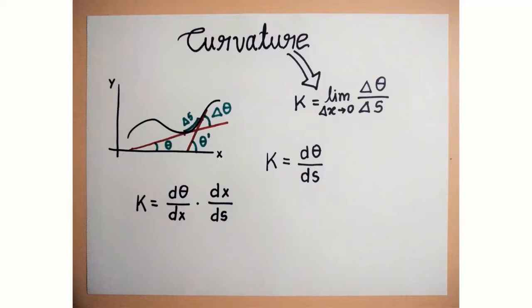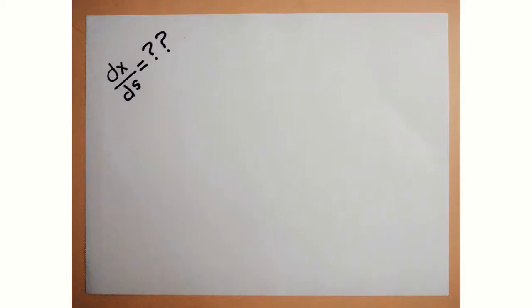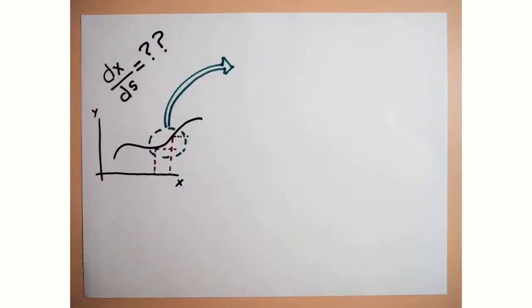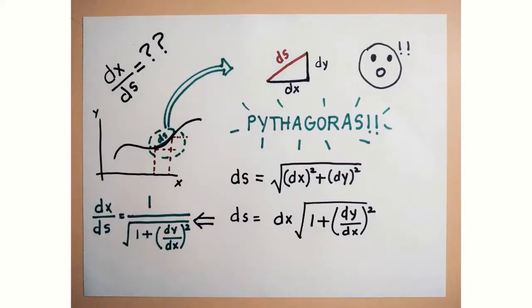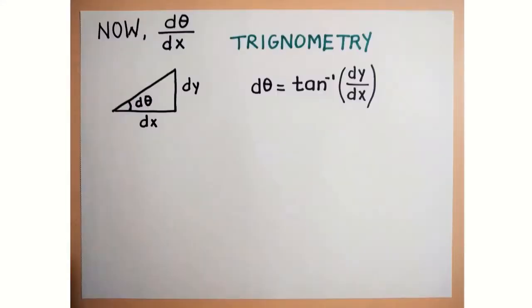Now let's look at how this helps us in getting the expression for k. Let's find out dx by ds first. Going back to our graph, we'll zoom in a little bit and discover that due to the fact that dx is very small, we get this nice simple right angle triangle, which means we can use Pythagoras theorem to get the value of ds. Now, looking at our goal, we'll express ds in a slightly suitable format, which will easily give us the value of dx by ds.